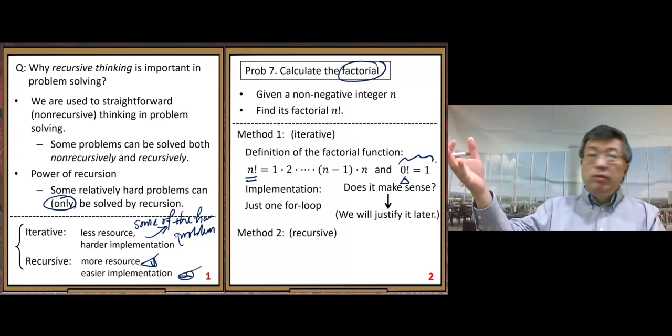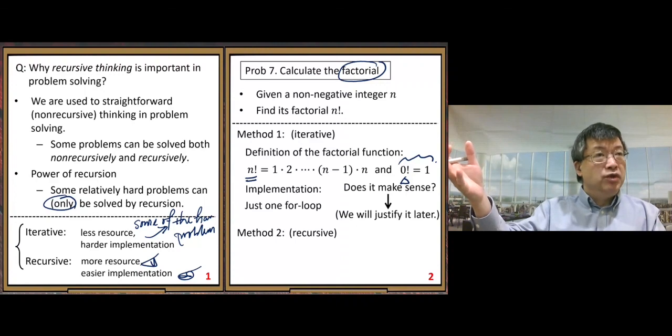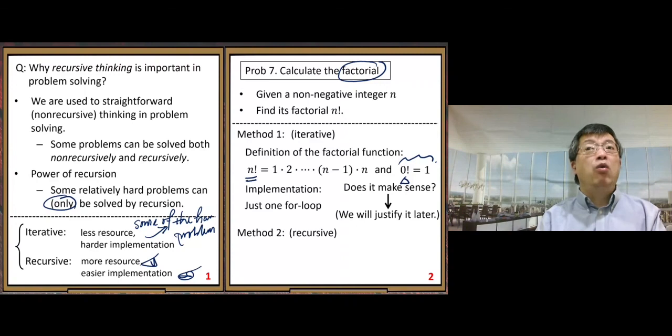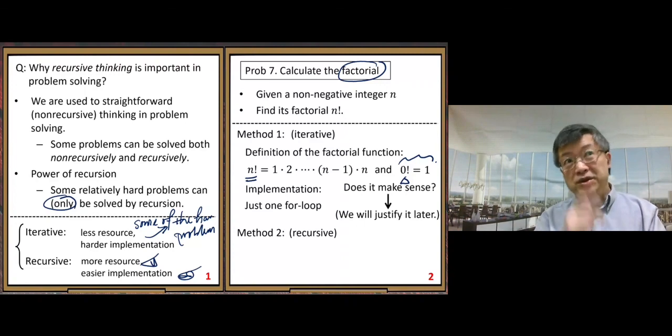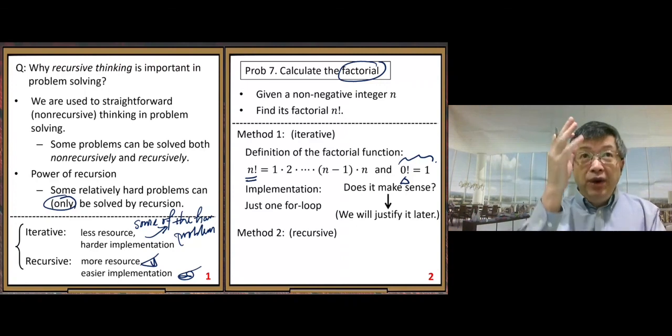Why? Because we can solve the factorial problem using the iterative method easily. Why should we consider the recursive way? You will see it is important. The idea is important. The thinking is important. The recursive thinking is important.